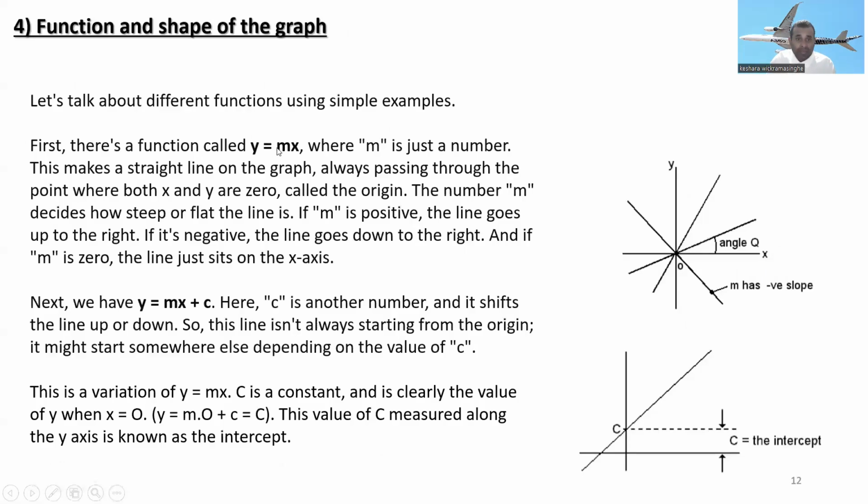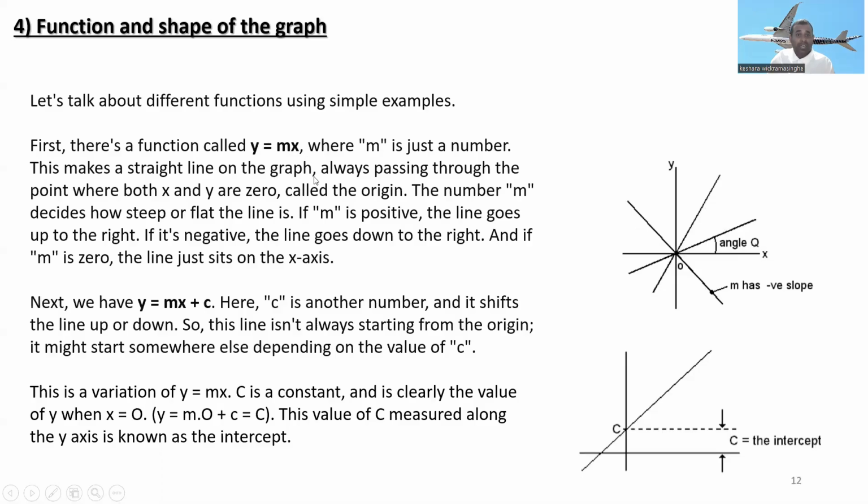Okay, it means m is a number, so we can put 3x, 4x, 5x, minus 2x, minus 3x like this. So this makes a straight line on a graph. Remember, y equals mx is a straight line. Okay, you can see these are all y equals mx, right?